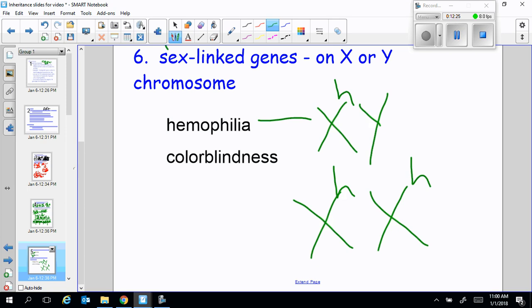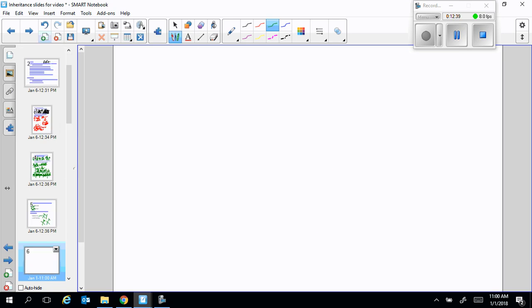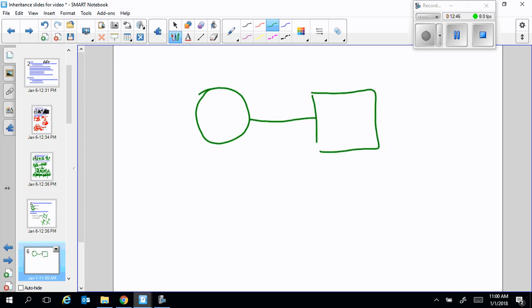I don't like to use C's because I like to use letters where you can obviously tell an uppercase versus a lowercase. But we're going to be getting into studying pedigrees and looking at family trees. Actually, this is a perfect time to show one. So let me just add a little page here. Okay, a circle is a female, a line is a marriage, a male is a square. So there's a husband and wife, and here are their kids.